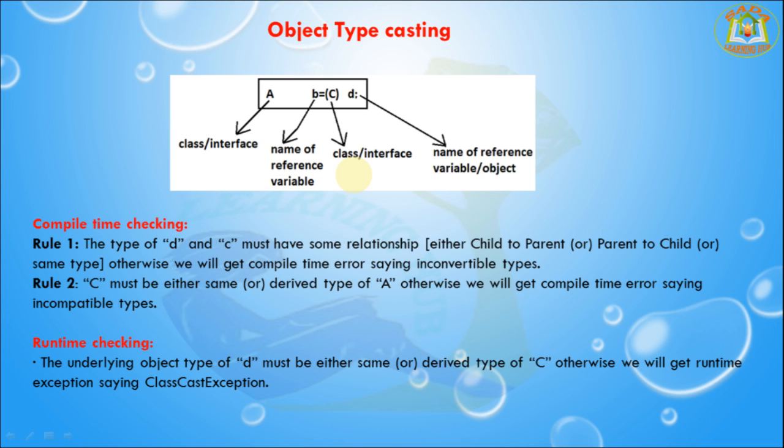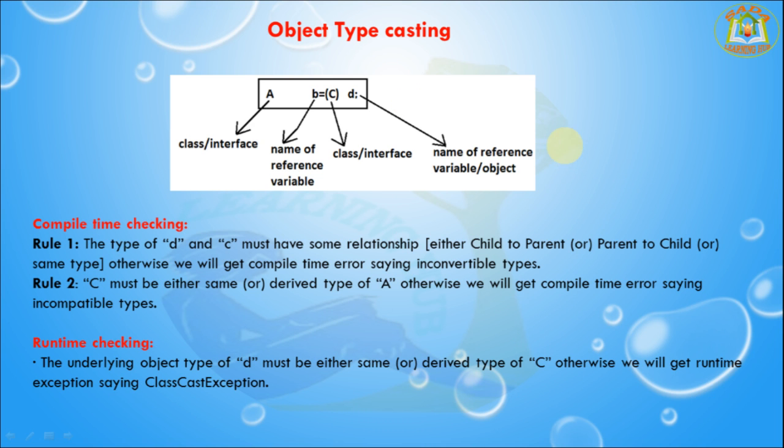We need to follow some rules while doing the compile time checking. Rule 1: the type of d and C must have some relationship, either child to parent, parent to child, or same type. Otherwise, we will get a compile time error saying inconvertible types.